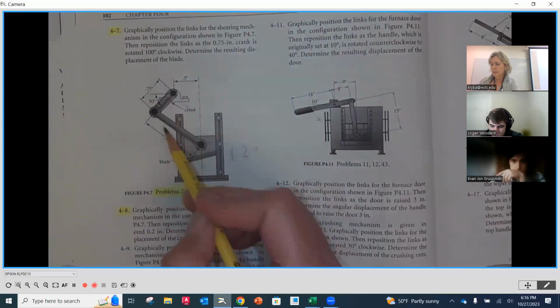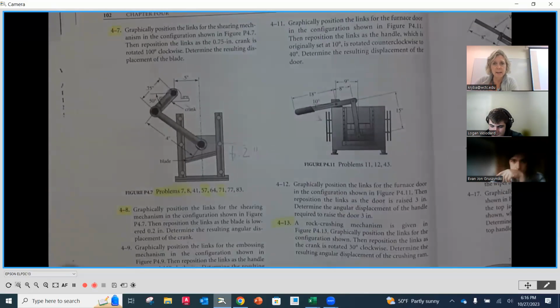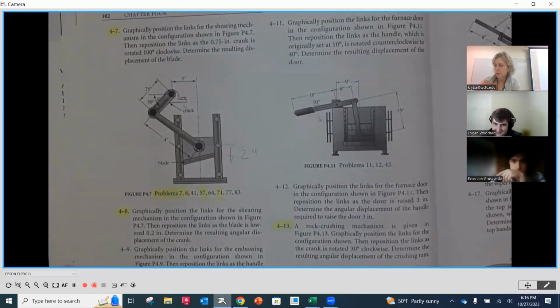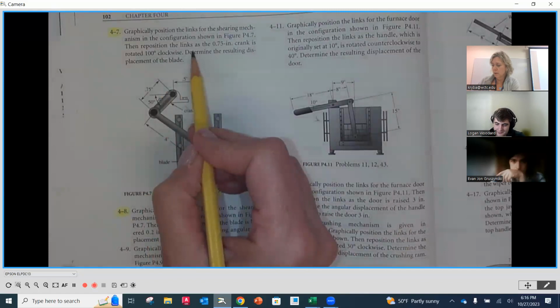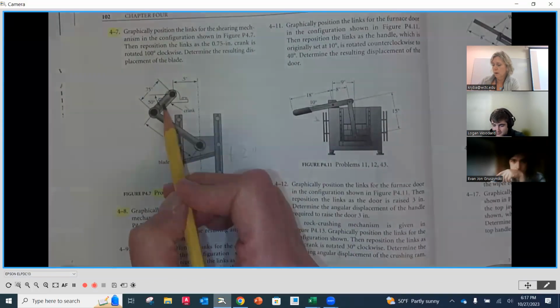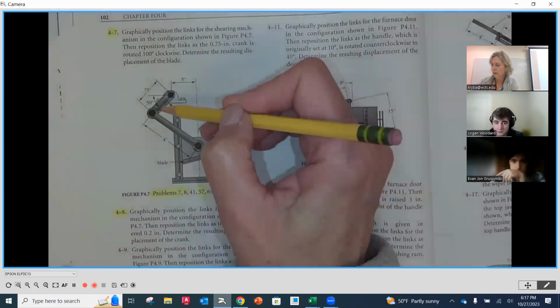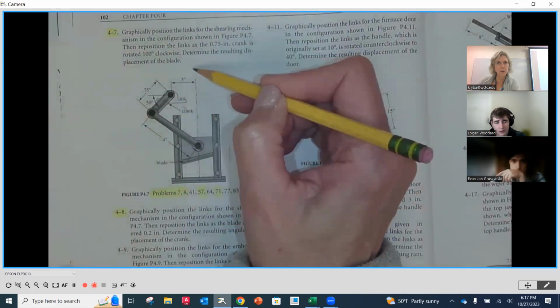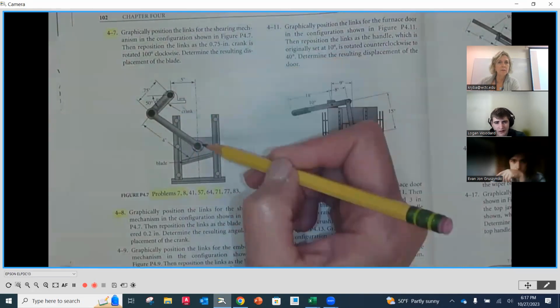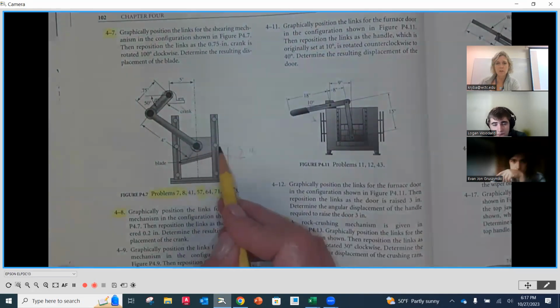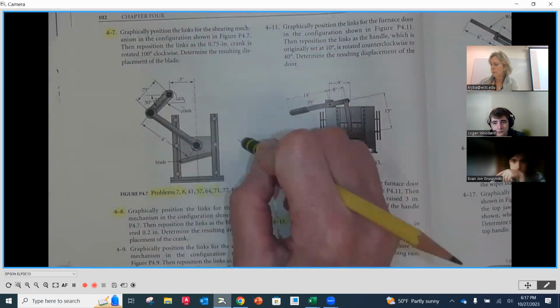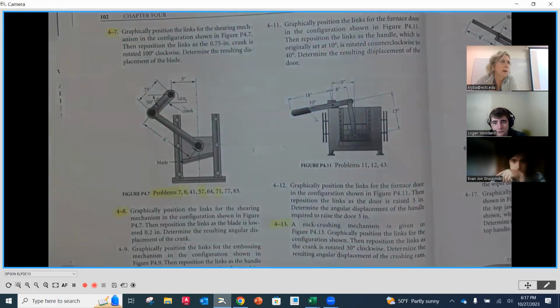This time you're going to have it in this position. You're getting all of the dimensions this time. And then you're going to reposition the crank. So you are going to rotate it 100 degrees from where it's at in a clockwise direction. And then you're going to find out, from this base position, where did that slider or that blade go? Up, down, left, right.